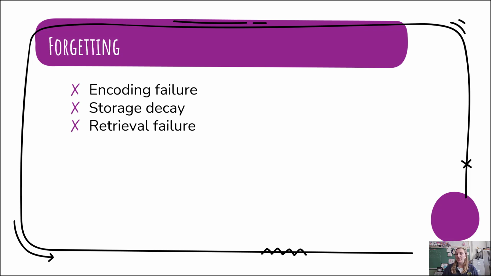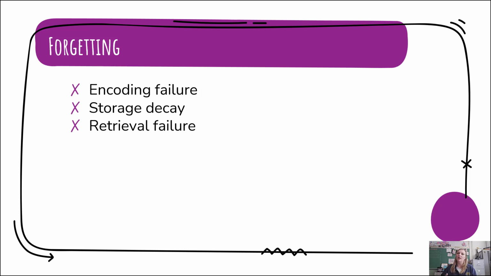Encoding failure is when we cannot remember what we did not encode. So we didn't pay attention to information, and so that information never went into our short-term memory or our long-term memory in the first place. So we're not going to be able to retrieve it because it doesn't exist. It's not there.